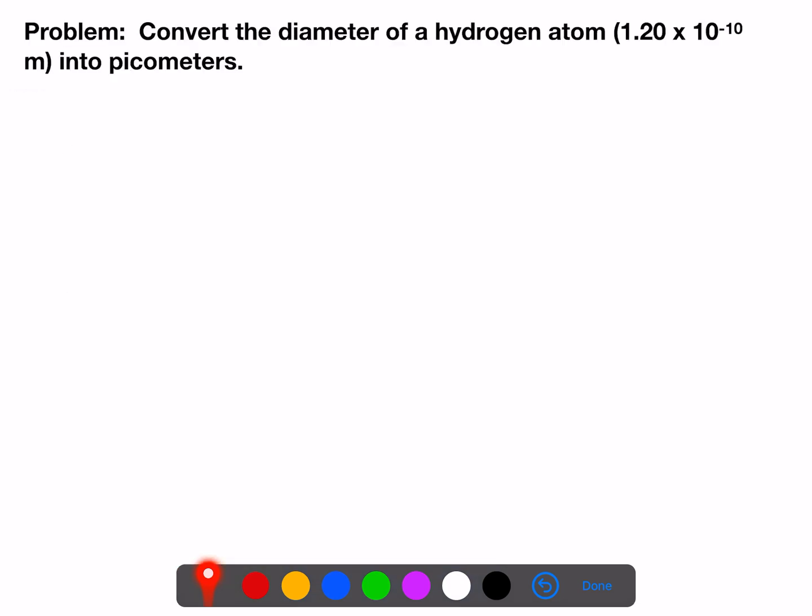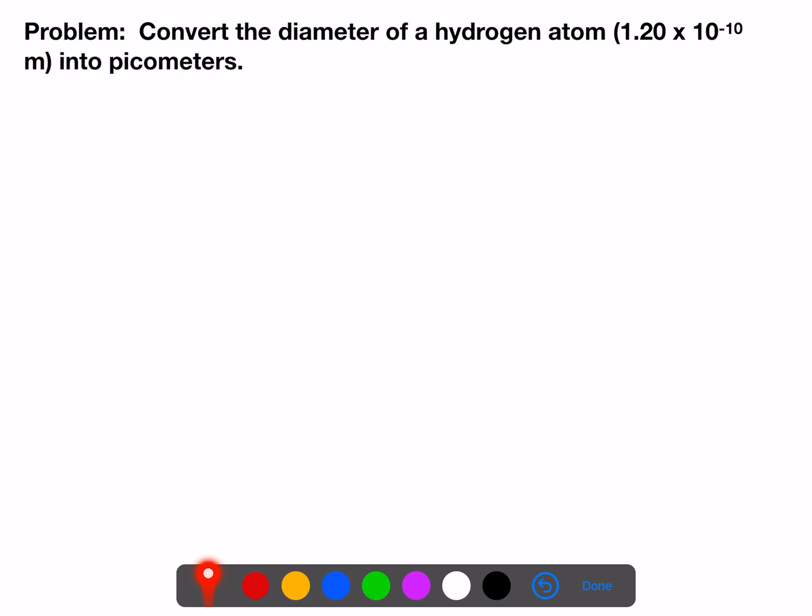All right, so the other thing we need to be able to do is convert between units with different prefixes and different units overall. And so I wanted to go through a couple examples of how we could do this. And so we'll start with this problem. We just saw the answer on the previous slide, but let's go through how we'd actually solve it. So the question's asking, we want to convert the diameter of a hydrogen atom from meters, 1.2 times 10 to the negative 10th meters, into picometers.